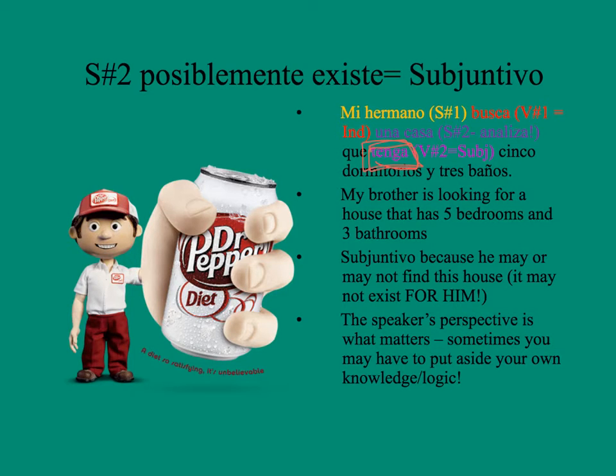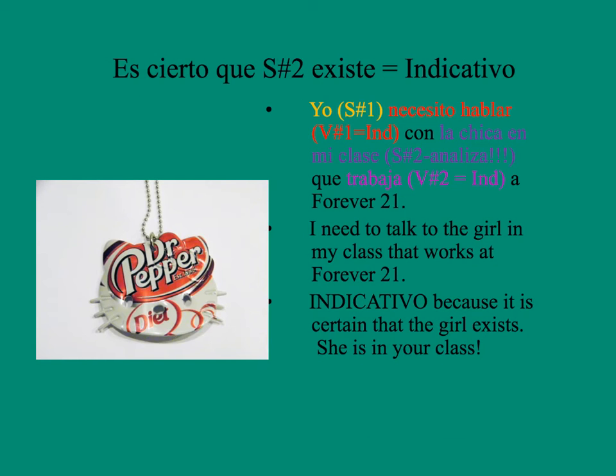Now, here's an important point. This is key, because some of you guys are going to go, but Señora, I know there's houses that have 5 bedrooms and 3 bathrooms in this world. Of course there are. Yes, many of them, I'm sure. Millions probably exist throughout the world. However, the speaker's perspective is what matters. When you say my brother, I have to go from his perspective. He has not found that house. It does not exist for him, hence you use the subjunctive. So sometimes you have to put aside your own knowledge or logic and focus on the speaker.